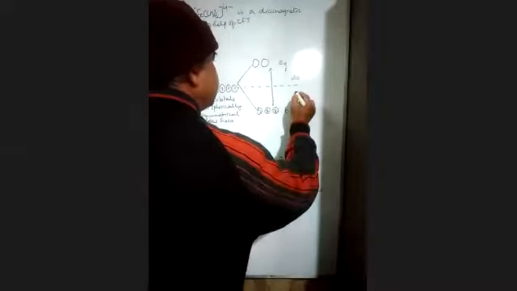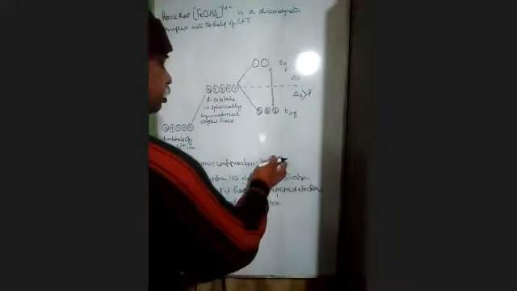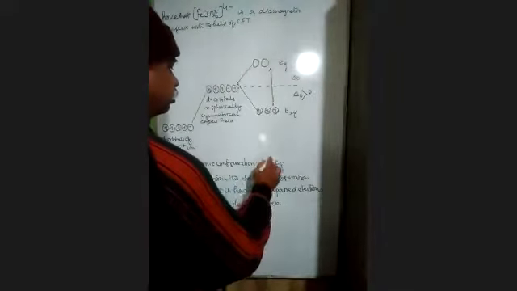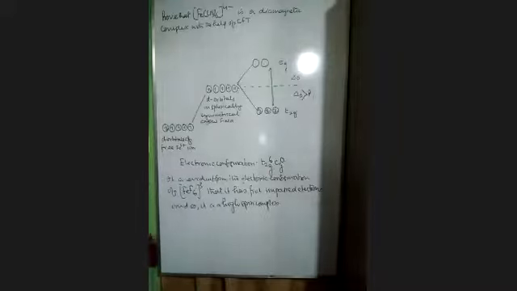What do you find here? Delta O is more than P. So what will be the electronic configuration here? t2g6 eg0. So what will you write here?